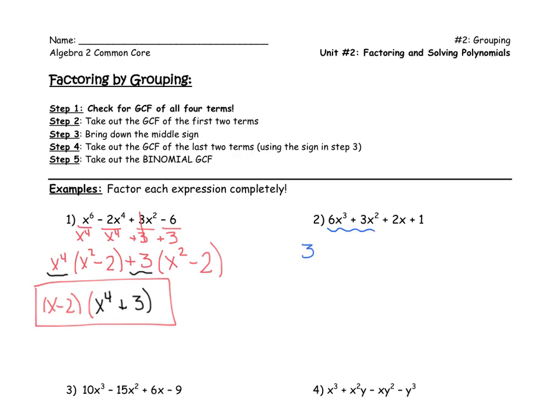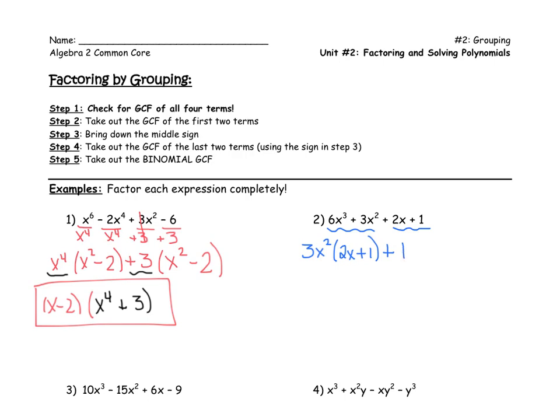So I'm just going to write it like this. Take out a GCF of 3x squared. What am I left with? Well, I'm going to do 6x to the 3rd divided by 3x squared, and I would get 2x. Then I'm going to do 3x squared divided by 3x squared and get plus 1. Then I'm going to bring down the middle term, which is a plus sign, and now I'm going to find the GCF of these last 2 terms. Now, there's no letter that I can divide, but it seems as though there is no GCF. When that happens, the only number that you could divide them both by would be 1.